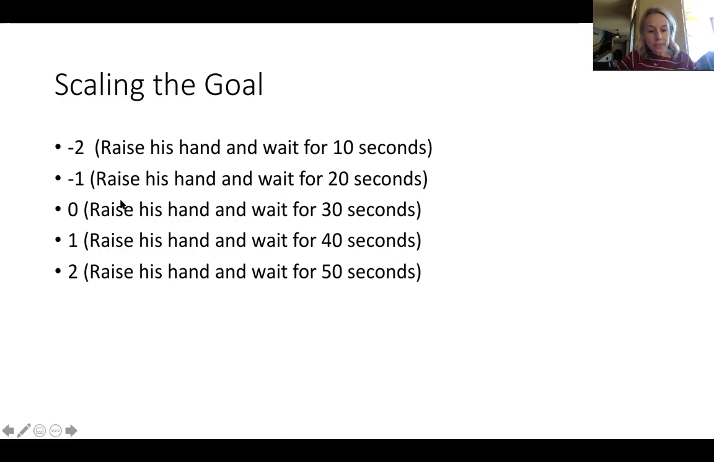Okay, so what this is doing is I'm saying this is my scale. A 0 means he did what I wanted, or he met the goal. A -2 and a -1 are below what I wanted him to do, or the target goal, and a 1 or 2 are more than expected. So I set this up. These are how I scale this goal.